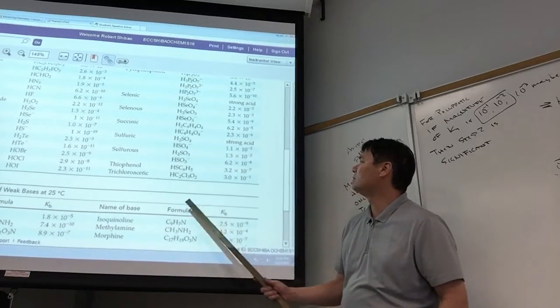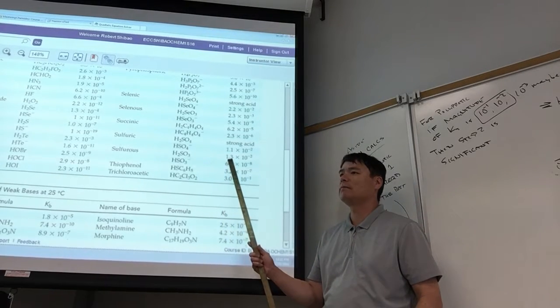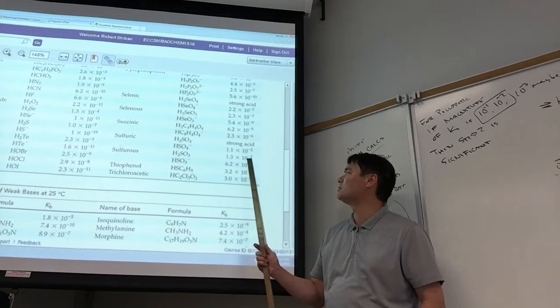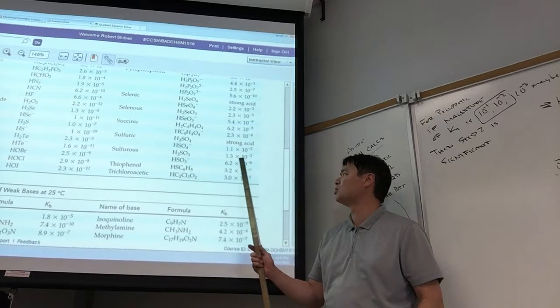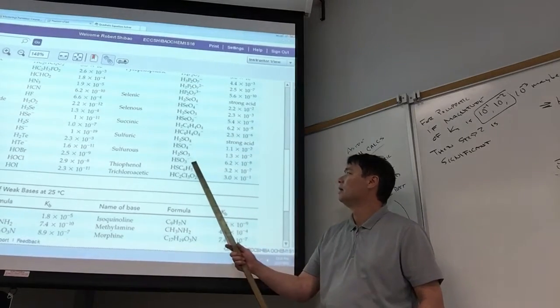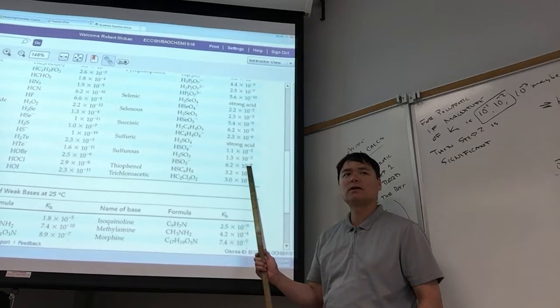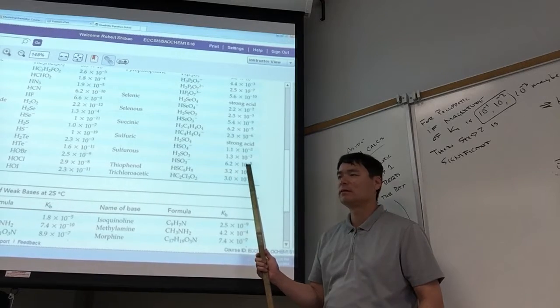If we look at sulfurous acid here, I would just do step 1. Because if you look at sulfurous acid, the first step is 1.3 times 10 to the minus 2. It was big, so we're going to get quite a bit of hydronium from that, more than we got from phosphoric acid. But when you go down to step 2, it's 10 to the minus 8, 6 orders of magnitude smaller. And so for step 2, I would completely ignore it.